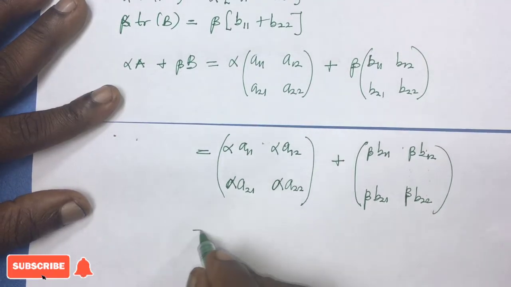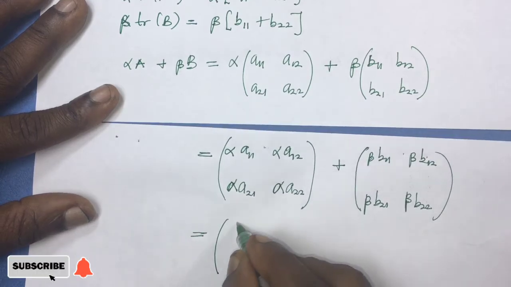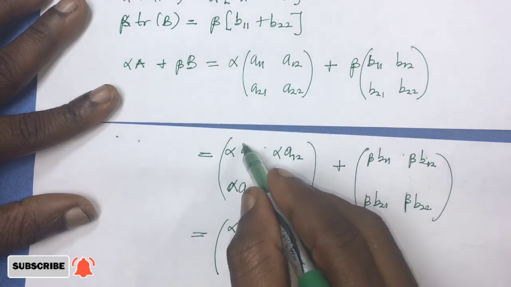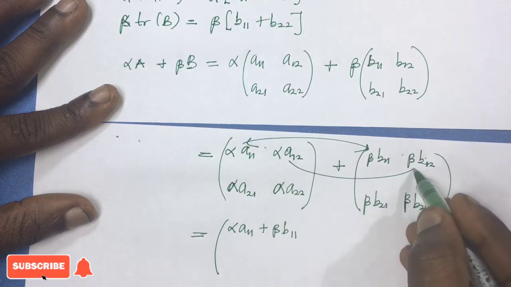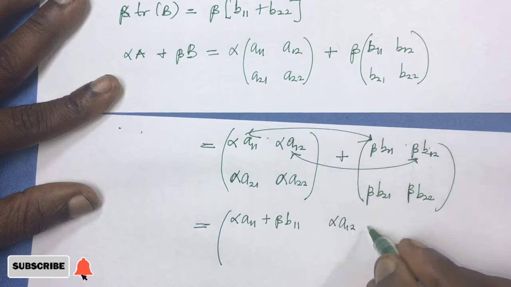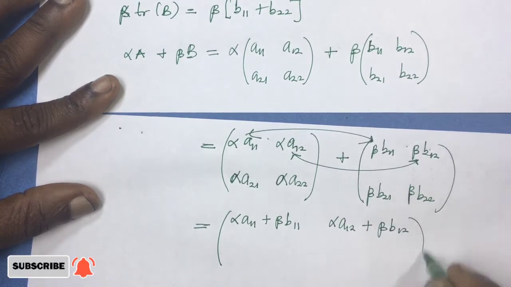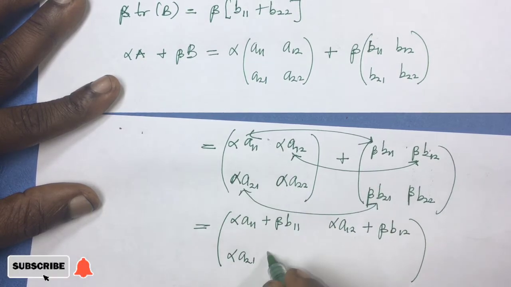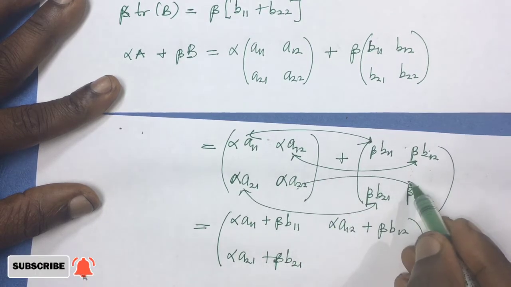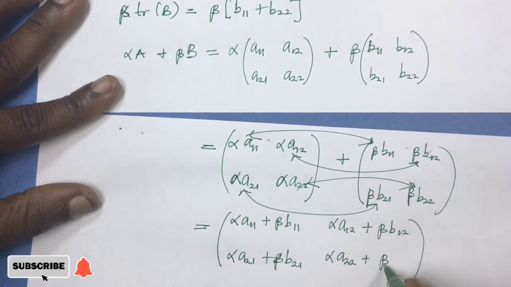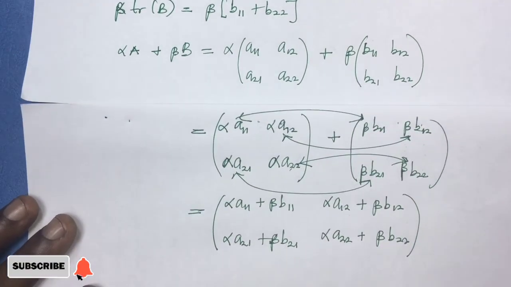Now, when you add these two matrices, what would you have? You end up having alpha A11 plus beta B11, okay? That is adding this element to this element. Adding this element to this one, because they occupy similar positions, of course, will give you alpha A12 plus beta B12. Now, if you add this element to this, it will give you alpha A21 plus beta B21. And if you add this to this, because you occupy similar positions, of course, it will give you alpha A22 plus beta B22.